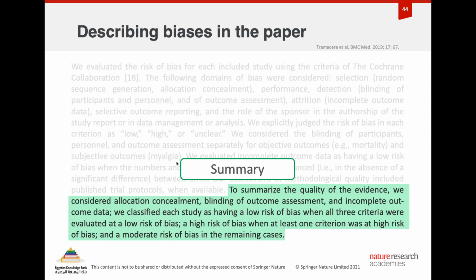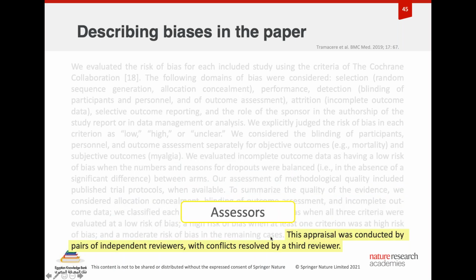Then the summary of the quality of evidence, they said we consolidated allocation concealment, blinding, etc. A high risk of bias was when at least one criterion was a high risk of bias, and a moderate risk was the remaining cases. And finally, in terms of the assessors, this appraisal was conducted by pairs of independent reviewers with conflicts resolved by a third reviewer, which most of you chose as being the best way to evaluate bias in these systematic reviews.